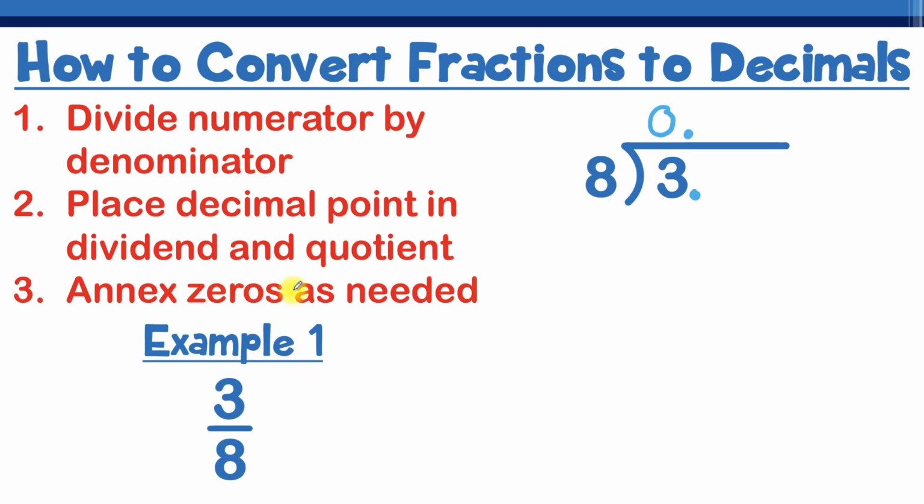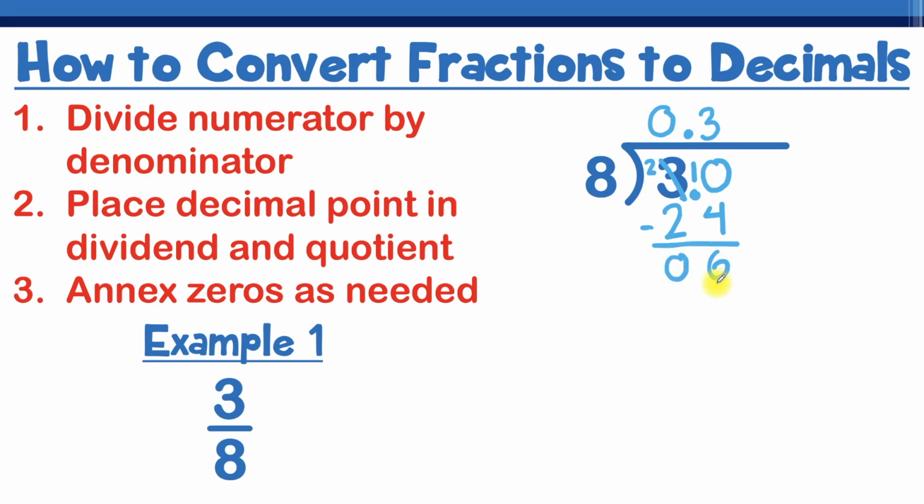And then we're going to annex as many zeros as we need. So I'll put a 0 here first. And then we'll try and find out how many times 8 can go into 30 without going over. And that would be 3, because 3 times 8 is 24. We'll write that under the 30. We'll subtract. We'll have to borrow from the 3, so that becomes a 2. And the 0 will become a 10. 10 minus 4 is 6. And 2 minus 2 is 0.